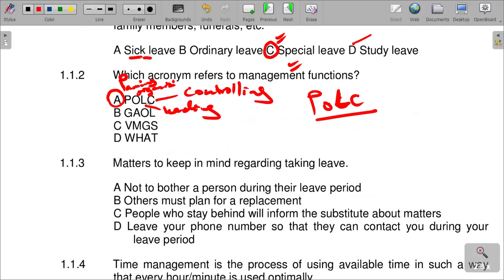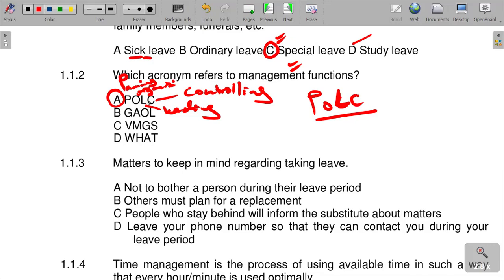Matters to keep in mind regarding taking leave. When people are taking leave, what matters do they have to keep in mind? A leave is a period of time when an employee is not at work, an employee is taking a break, an employee is taking a rest. But in any case, we have various types of leave.